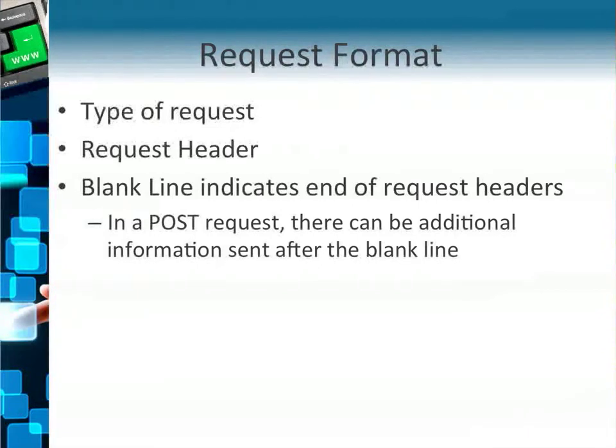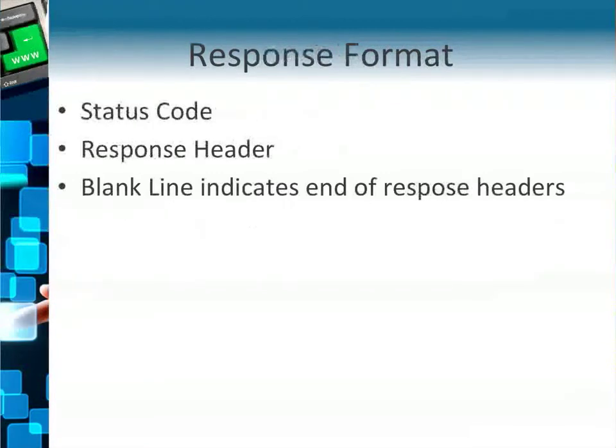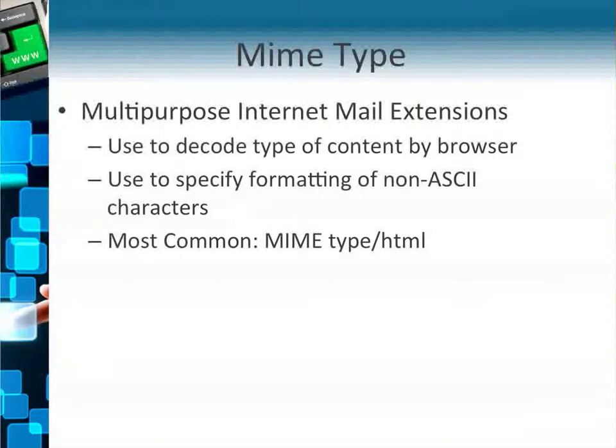So we have the request format, response format. We went over this in class. What about the Multipurpose Internet Mail Extension? We could, for example, say, okay, if it's an HTML file, the extension must be HTML. That's one way of looking at it, right? But the way that it's done is using the MIME type to tell the browser, this is going to be an HTML file.